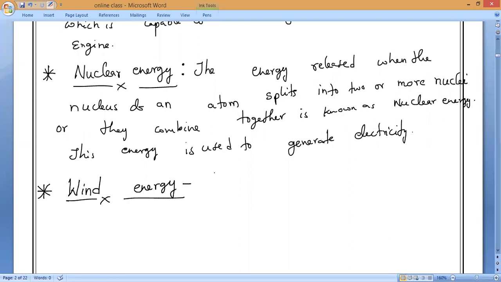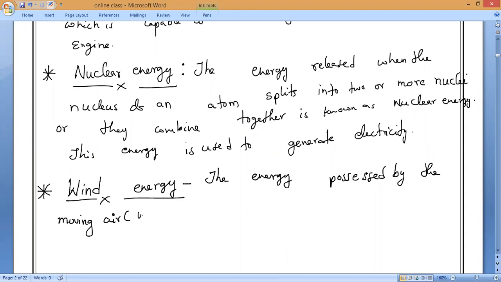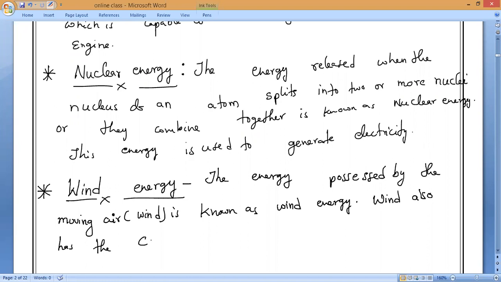So wind means what? Air, moving air. The energy possessed by the moving air, only we used to call it as wind, is known as wind energy. So by running, what will we rotate? What is that name called? Anybody can tell me? Propellers. Yes. Turbines. Wind also has the capacity to do the work, like running windmills.